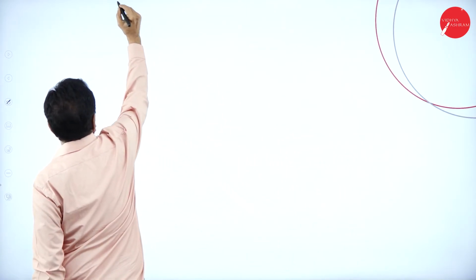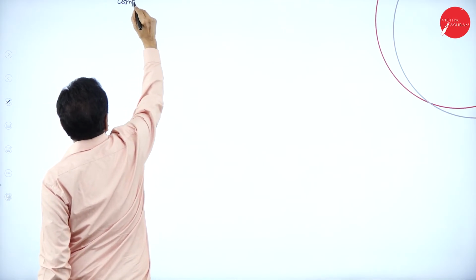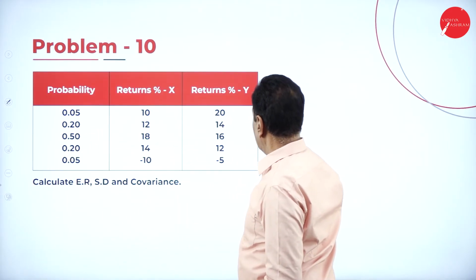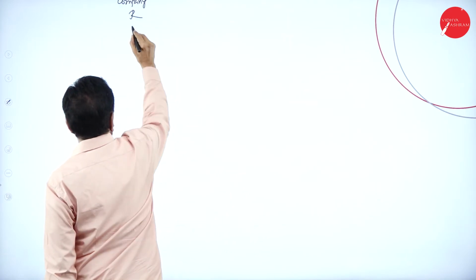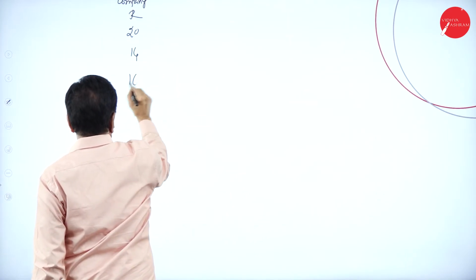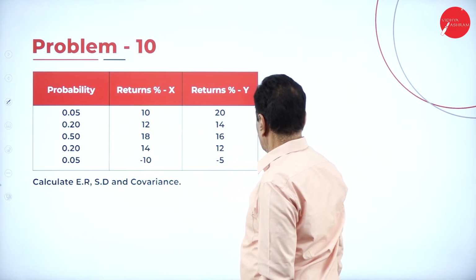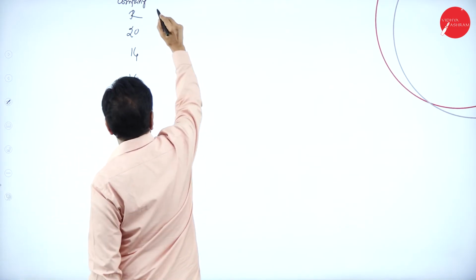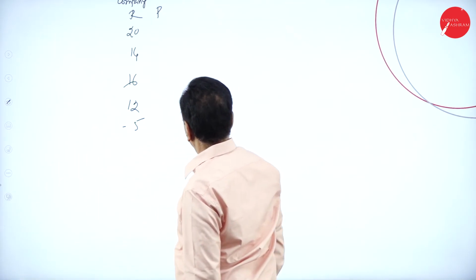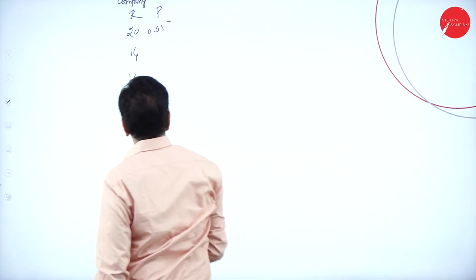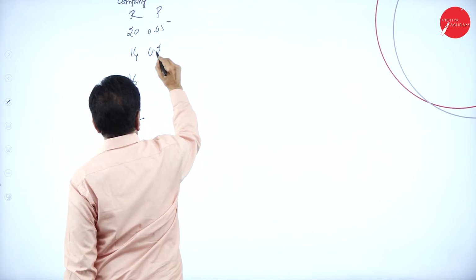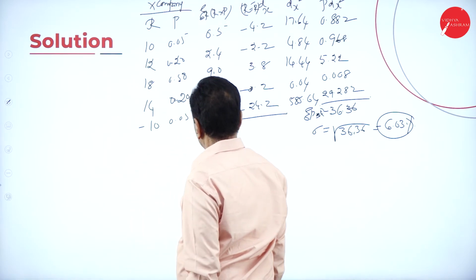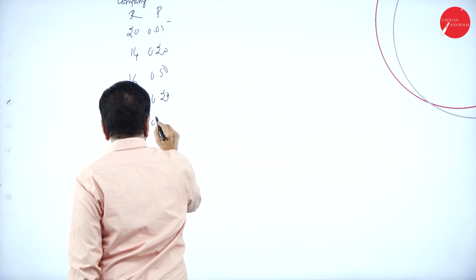Then company Y returns: 20, 14, 16, 12, 5. Probability same: 0.05, 0.20, 0.50, 0.20, 0.05.